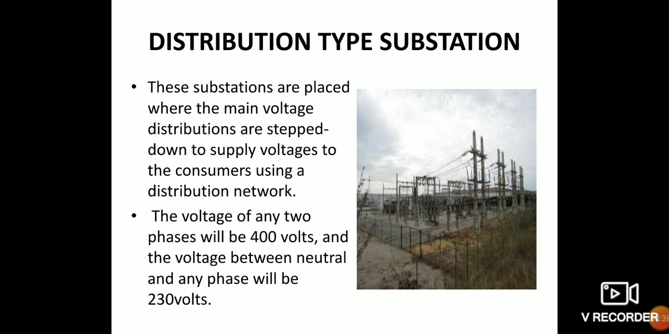They have two levels of voltages, which are 400 volts and 230 volts. 230 volts is single phase voltage and 400 volts is three phase voltage. So depending upon the requirement, the distribution type of substations distribute the voltages and currents. Generally, household requirements use 230 volts, and institutions and industries require 400 volts. That means three phase requirement.